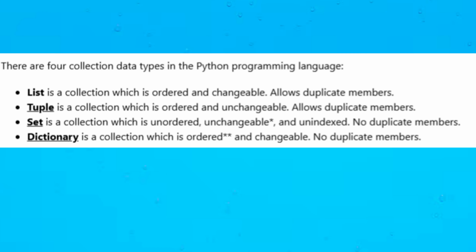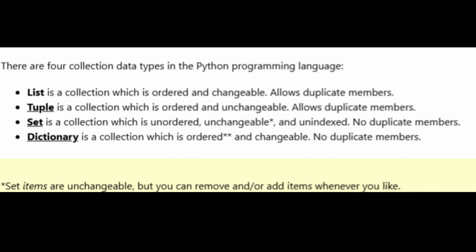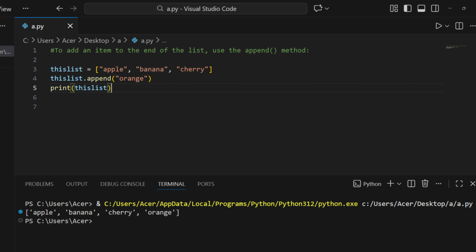There are 4 collection data types in the Python programming language. List is a collection which is ordered and changeable, allows duplicate members. Tuple is a collection which is ordered and unchangeable, allows duplicate members. Set is a collection which is unordered, unchangeable*, and unindexed, no duplicate members. Dictionary is a collection which is ordered** and changeable. No duplicate members. To add an item to the end of the list, use the append method.